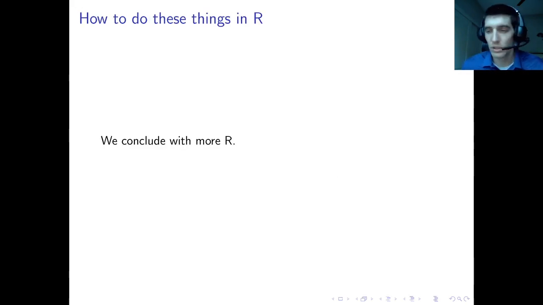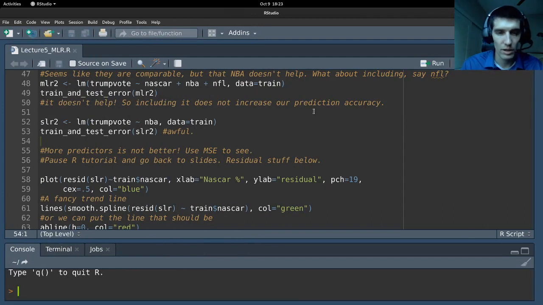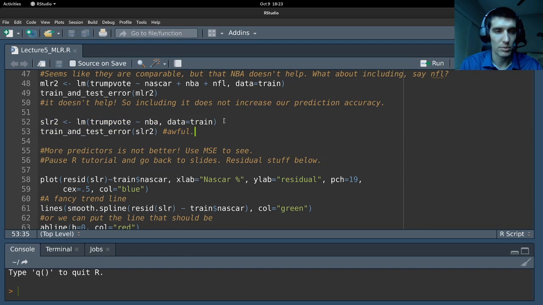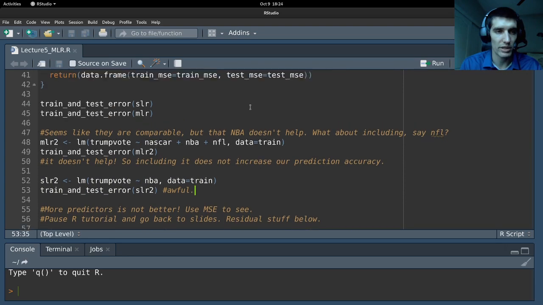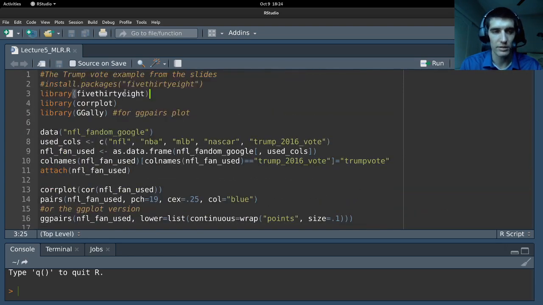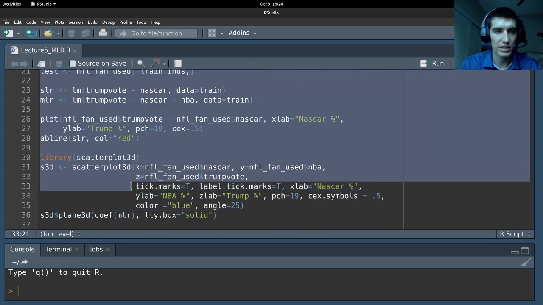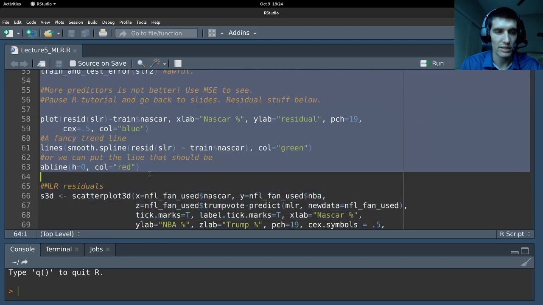Okay, so let's conclude with a little bit of R tutorial. I'm going to switch over to my RStudio window, and we've seen this code before. This is where we left off, looking at multiple linear regression models in R. We were looking at the same data set, this voting data set we've been looking at for some time now, and I'm just going to run all of this really quickly. We did this exploratory data analysis. We looked at a basic simple linear regression and multiple linear regression model. We compared their training error and testing error.